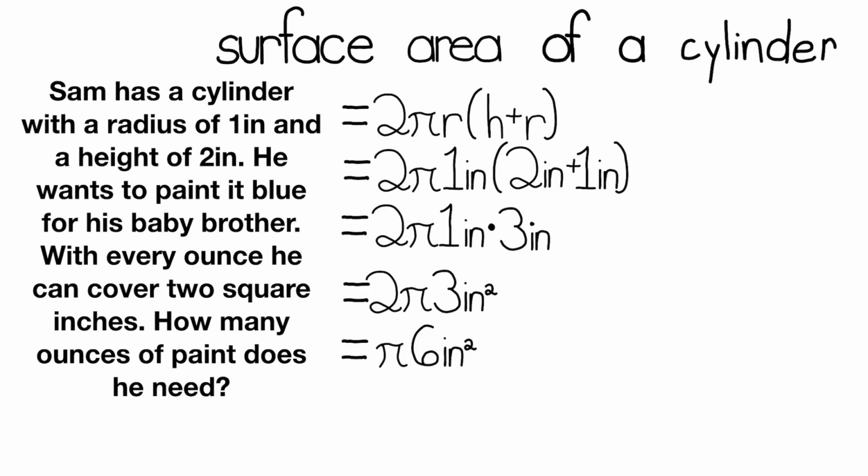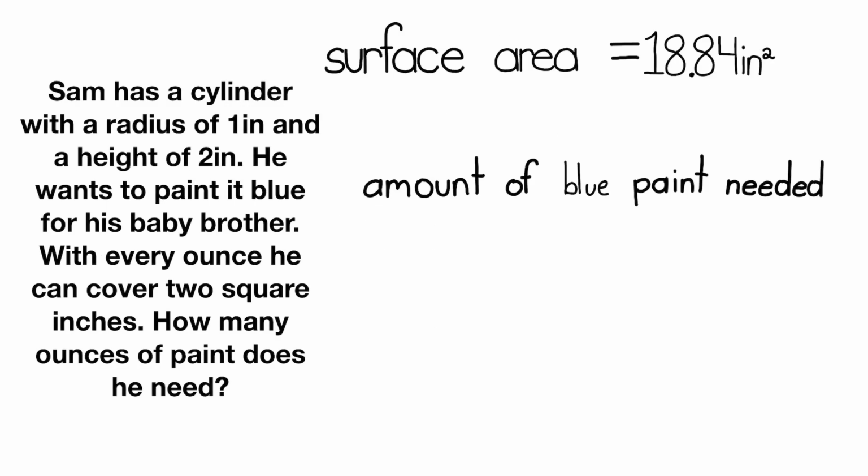For our next step, now that we have the surface area of the cylinder that Sam wants to paint written out in terms of pi right here, we're going to multiply 6 inches square times pi, and that would equal 18.84 inches square. So now that we have the surface area of the cylinder, we need to figure out the amount of blue paint that Sam needs.